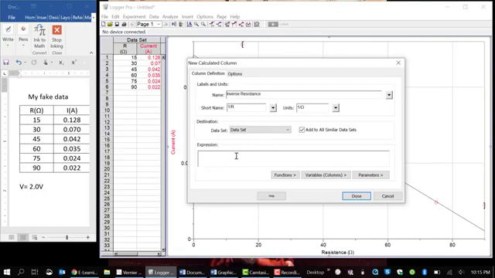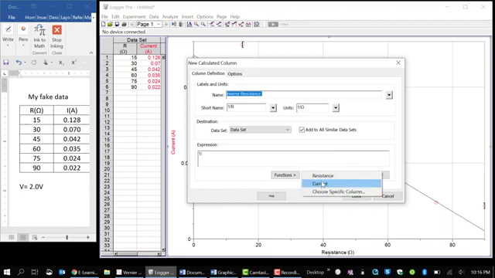This is where I tell the computer how to calculate the numbers for the whole new column called inverse resistance. I want the computer to take 1 divided by the values for resistance. So I put 1 divided by in my expression, and then I come over to this button in the middle that says variable columns, which shows me all of my data columns. I choose the resistance column, and when I click on it, it puts it in there exactly how it should look, 1 divided by the resistance. Then I hit done.